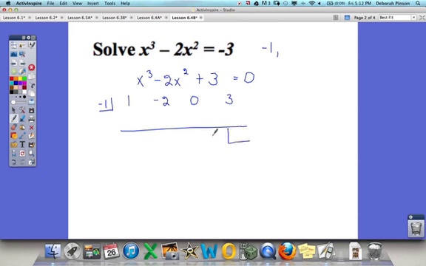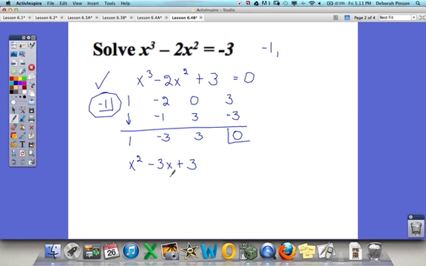Okay, now I was talking when I wrote this down, so I want to go back to it real quick. I put a 0 right here as a placeholder for the x to the first place. Okay, so let me do my synthetic division. Okay, so -1 checks out as an answer. I pretty much already knew that was going to happen because I saw it on my calculator. I'm going to bring down my answer right here.